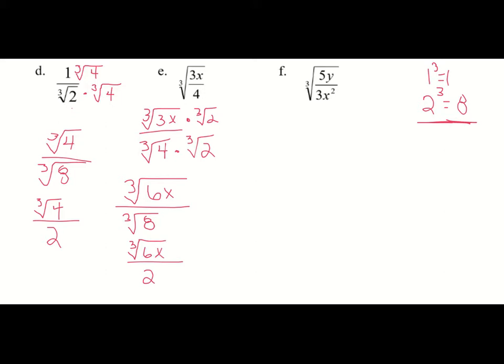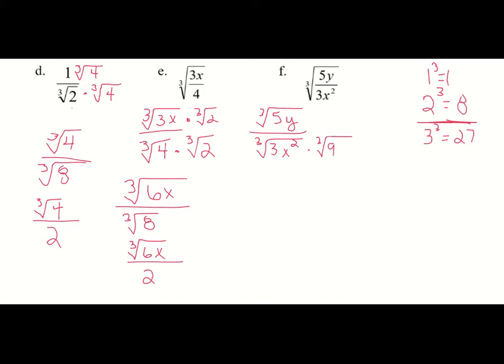For f, again, we want to do the same thing. Let's split it up first. So we're going to look at it as the cubed root of 5y over the cubed root of 3x squared. Now, I cannot turn 3 into an 8, so that's not going to help me. Let's look at our next cube. We have 3 cubed, which is 27. I do know that I can turn that 3 into a 27. I'm going to multiply by the cubed root of 9.